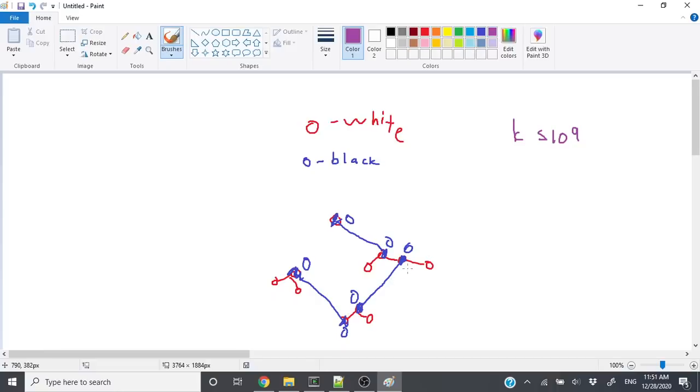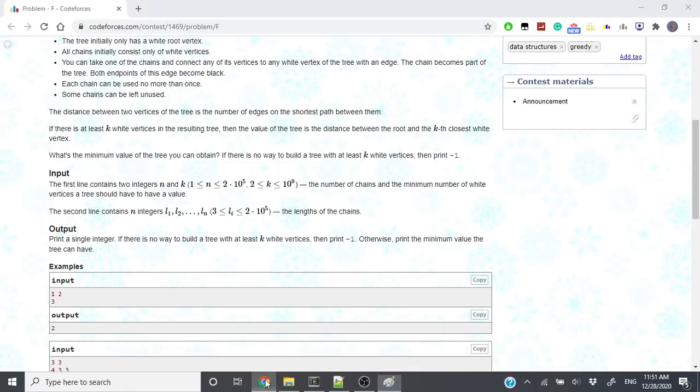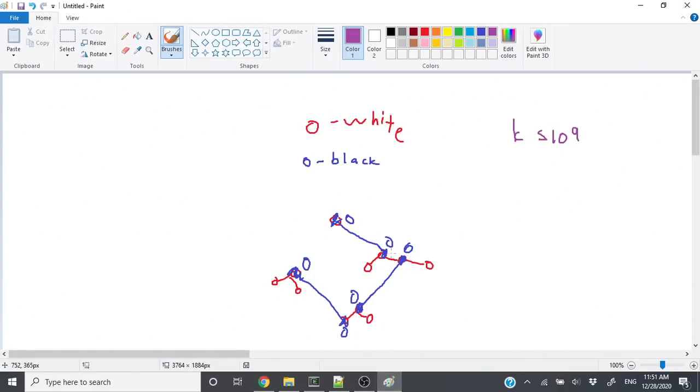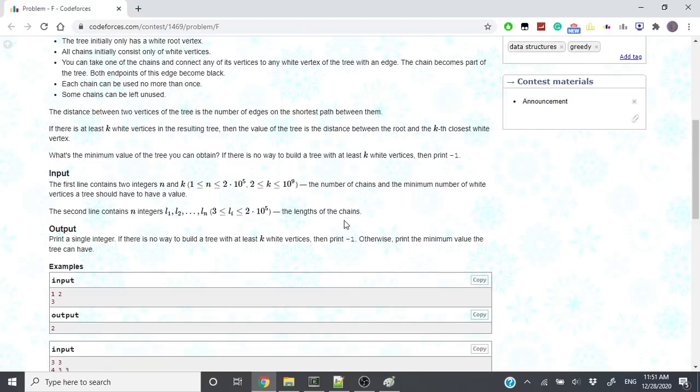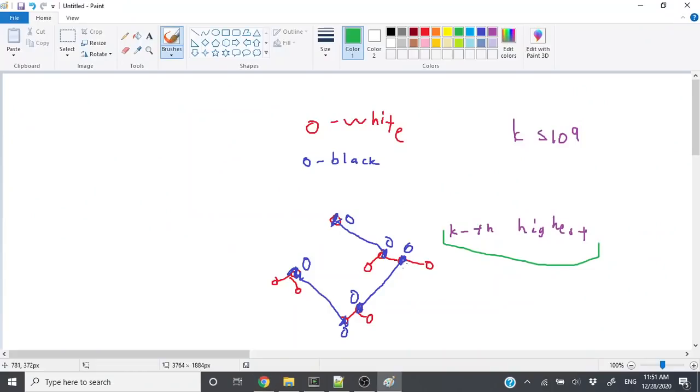And we ask one thing. First, we ask two things, kind of. First, can we construct a tree with at least k vertices? Or can we construct a tree with at least k white vertices? And if so, consider like the kth highest node. What's the minimum depth we can make for the kth highest node? Or the kth closest white vertex to the root?